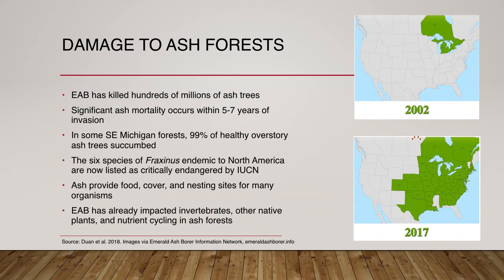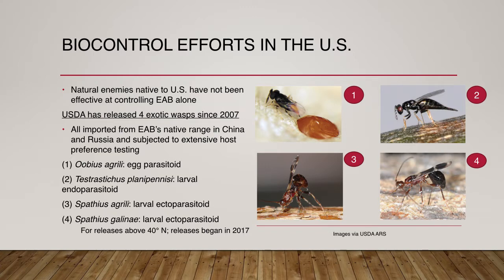And this is a problem because ash trees provide food and habitat for a great number of organisms. And in some of the earliest areas to be invaded, we are already seeing impacts on other invertebrates associated with ash trees, as well as other native plants and nutrient cycling in those forests. So there are some native parasitoids that will act on the ash borer, but they have not been effective so far at controlling the ash borer alone.